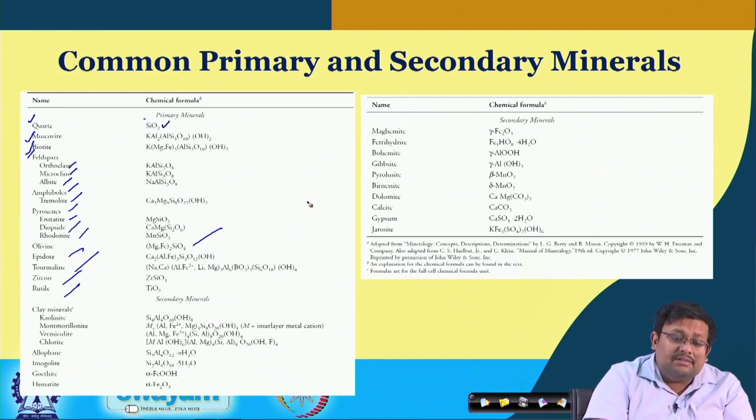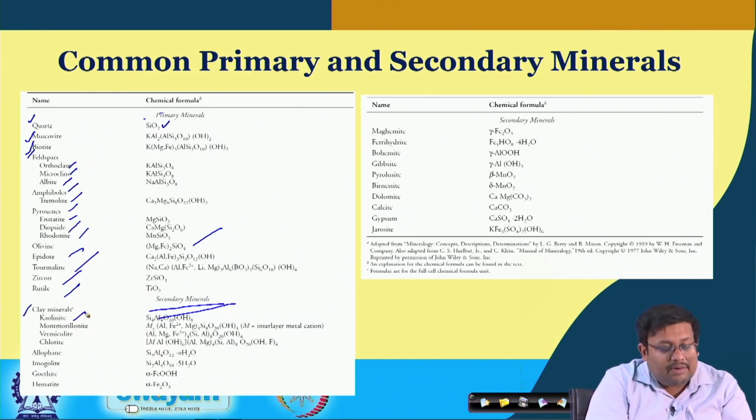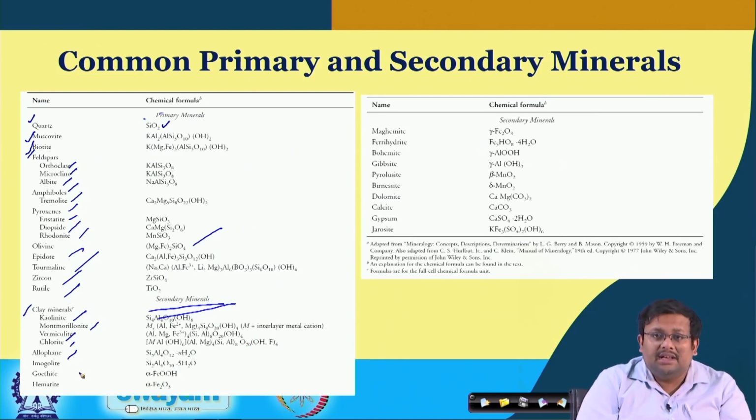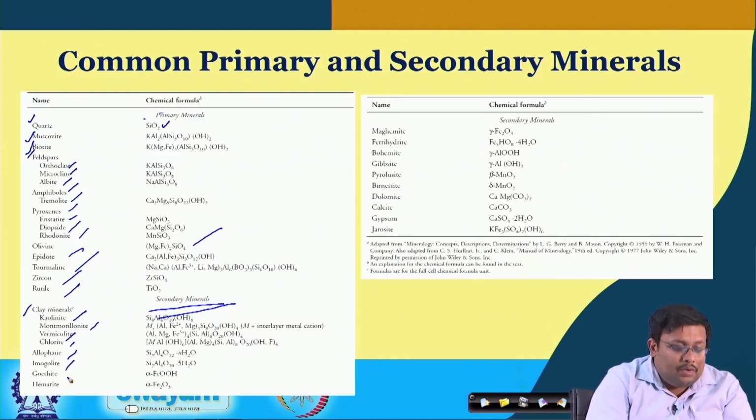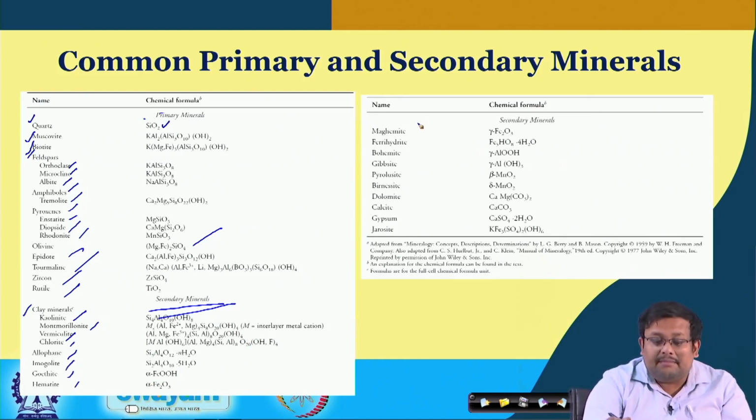Once, due to different types of chemical weathering or chemical transformation, the nature and the chemical structure of these components change, then they become secondary minerals. What are the important secondary minerals? Clay minerals. Some examples are kaolinite, montmorillonite, vermiculite, chlorite. We will discuss them. Also allophane, which is a non-crystalline clay mineral. Also imogolite, goethite, hematite, maghemite, ferrihydrite, boehmite, gibbsite, pyrolusite, birnessite, and then dolomite, calcite, gypsum, jarosite.